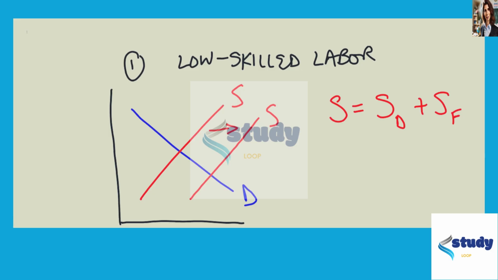Okay? So if you have a large influx, a large influx of foreign labor, you're going to move from S1 to S2. However, what if at the same time this SD, which is the supply of domestic low skilled labor, starts going down? Why would that go down? Well, there could be a whole host of different reasons.